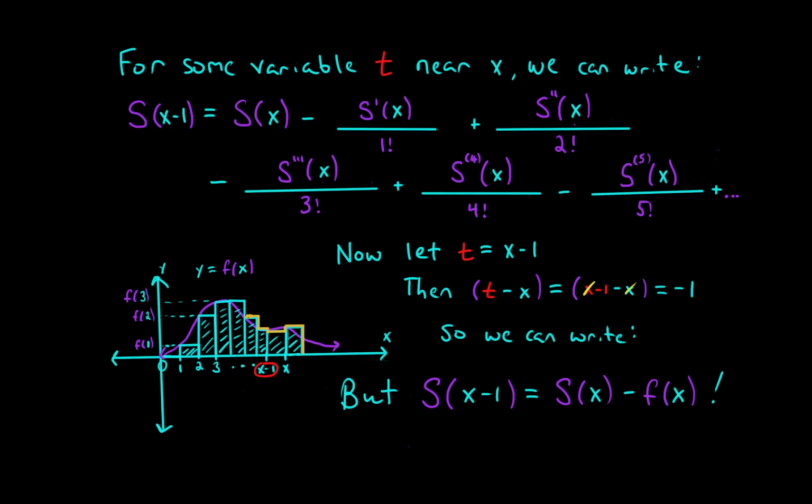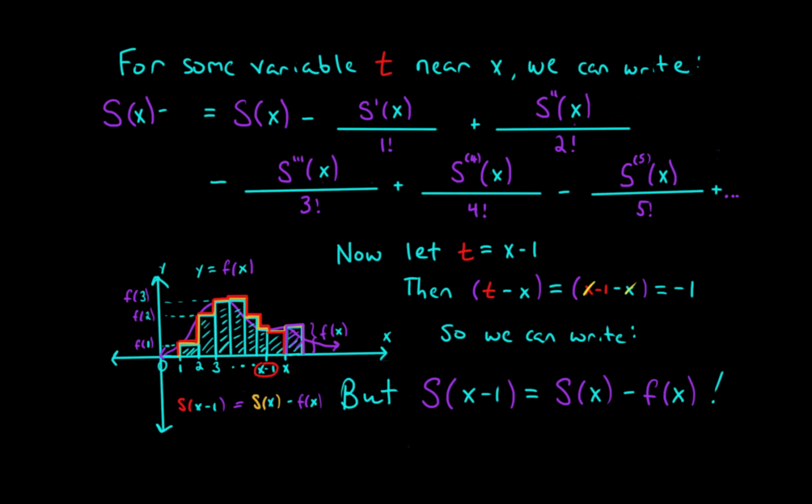S of x would equal the area of all of these rectangles that I'm outlining in yellow here. The values of f of x from x equals 1 all the way up to x. That would be s of x, the sum of all of those values. S of x minus 1 would exclude that final rectangle whose value equals f of x. So s of x minus 1 would be represented by the area that I'm going to outline now in red. It would equal the value of s of x minus that final contribution from the rectangle whose area equals f of x.